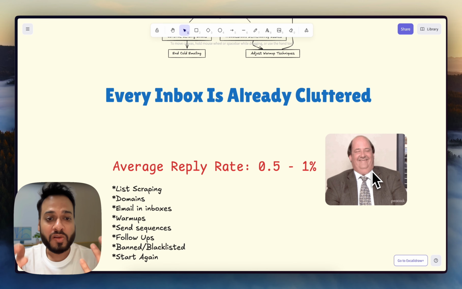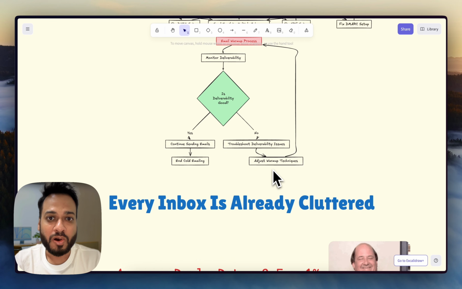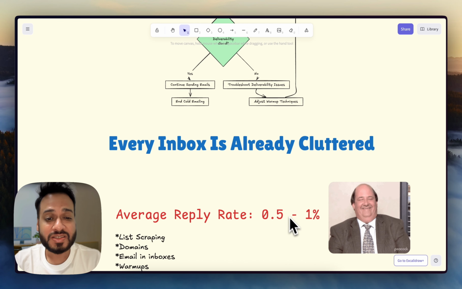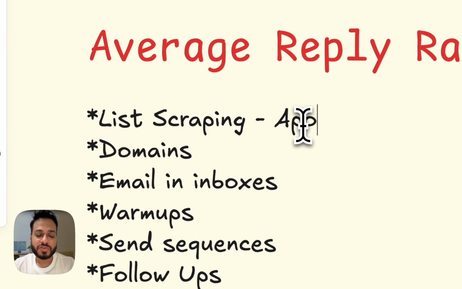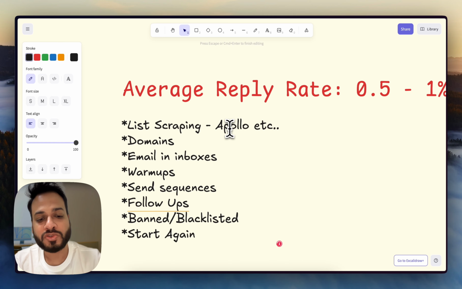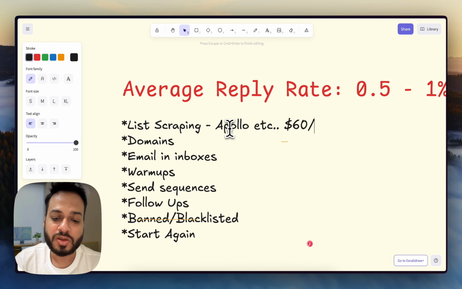And while doing all of that, the average reply rate of your email campaigns is only about 0.5 to 1%. So all of this and more, just for this reply rate. Think about it. Just to give you an overview, these are all the things you have to do just to start your email campaign. You have to scrape the list. You need something like Apollo, which would cost around $60 a month.